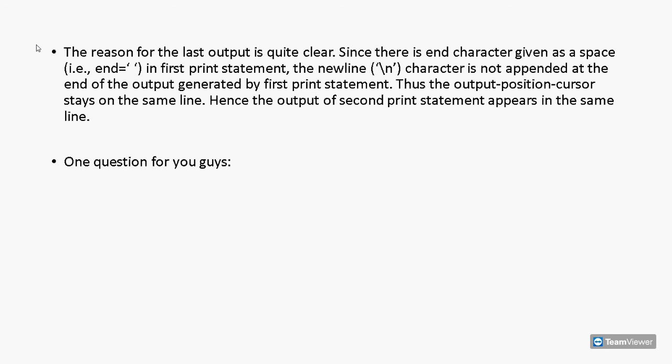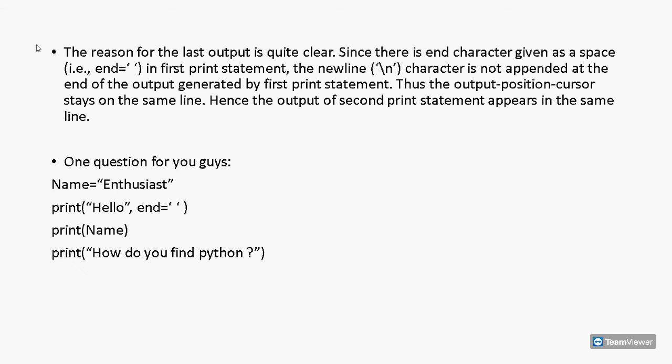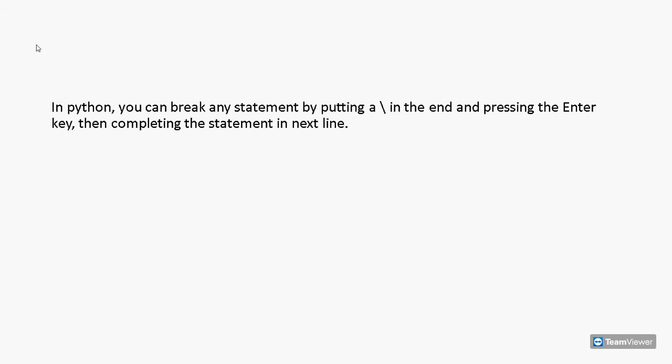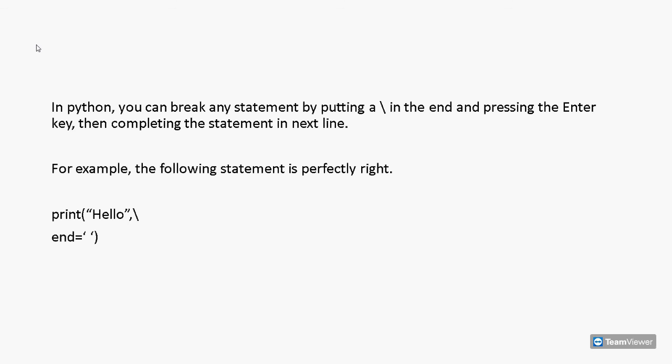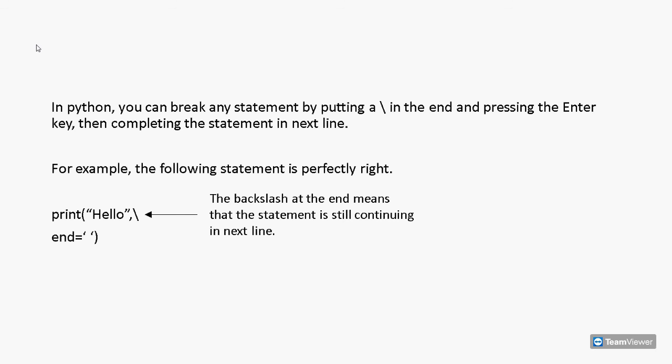Now let us have one question for you guys. This is the code. You need to find the output and paste it in the comment section of this video. In Python, you can break any statement by putting a \ at the end and pressing the enter key, then completing the statement in the next line. For example, the following statement is perfectly right: print("hello", \ and then in the next line end=''). The \ at the end means that the statement is still continuing in the next line.